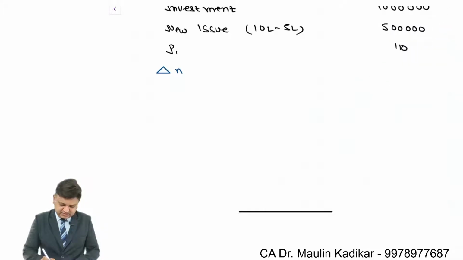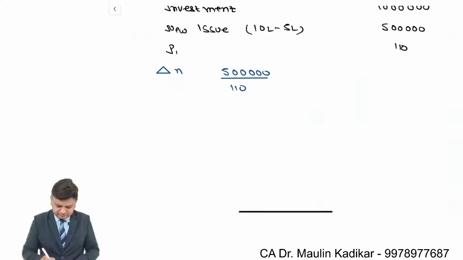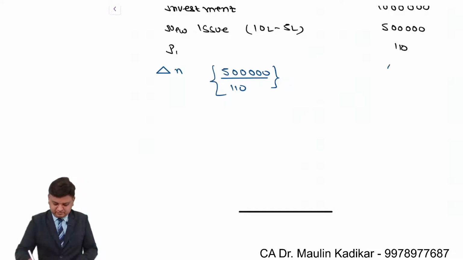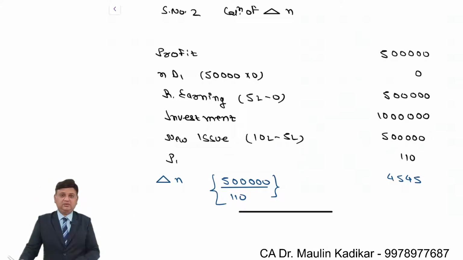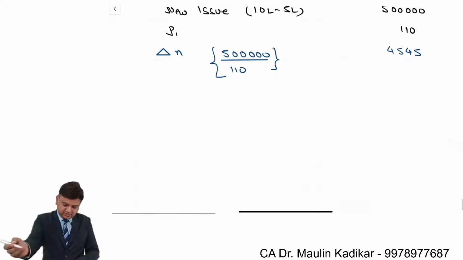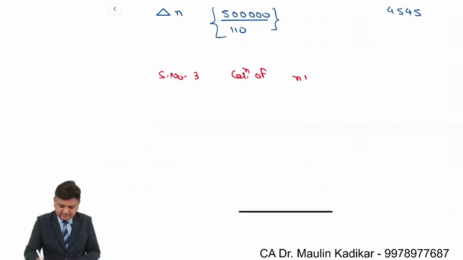It is 5 lakhs divided by 110. That is 4545. Okay. This is the way the delta N is calculated. Next is step number 3, calculation of NP0.